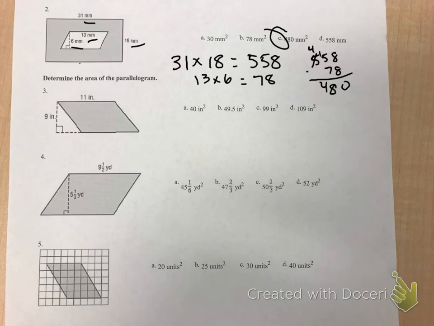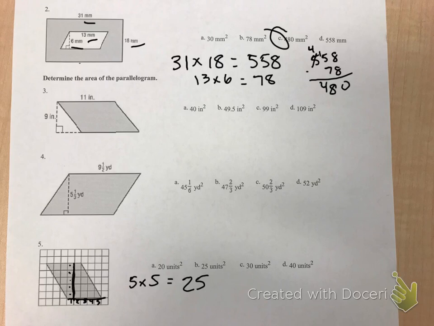Looking at a problem like number 5. So in problems like these, we have to count the number of squares that make up the dimensions. So looking at the base across the bottom, we've got 1, 2, 3, 4, 5 squares that make up the length of this base. So our base is 5. The height, again, goes straight up and down. So from the bottom to the top goes 1, 2, 3, 4, 5 units. So we multiply 5 times 5.